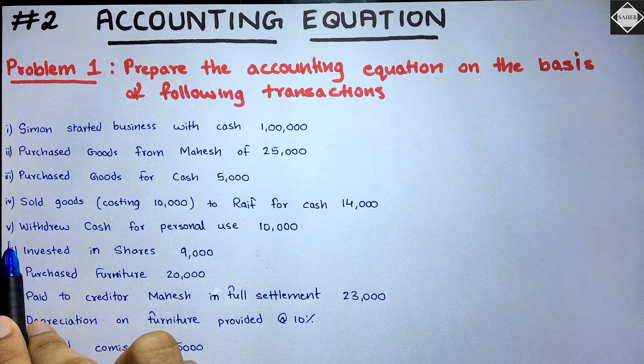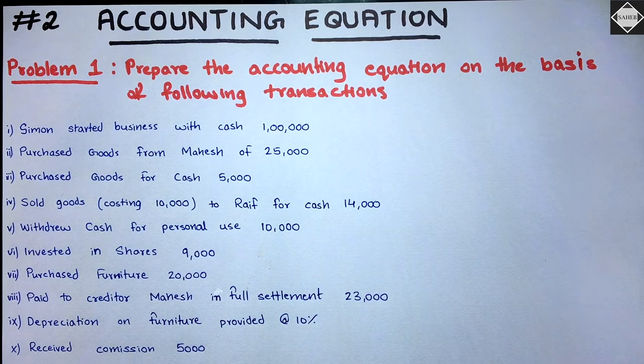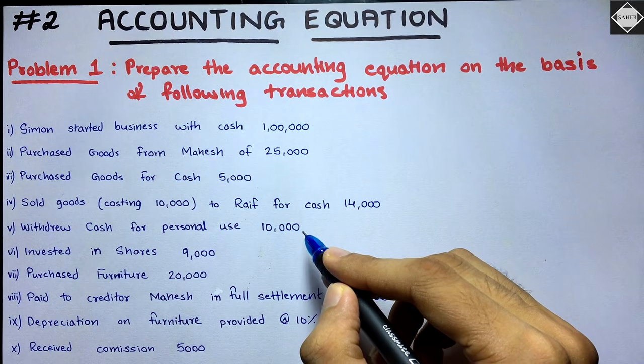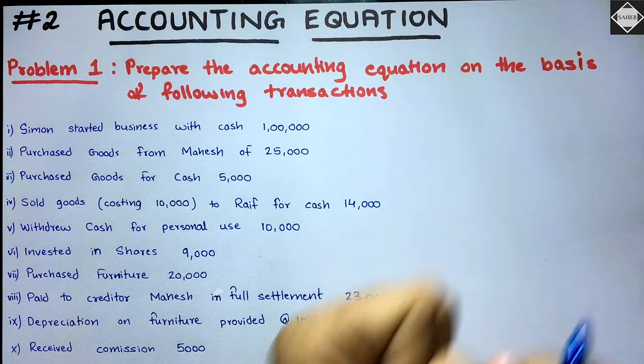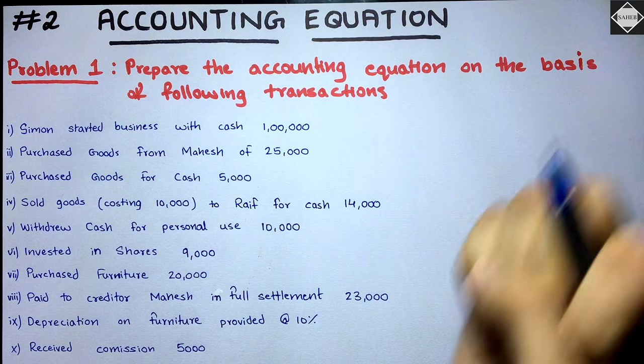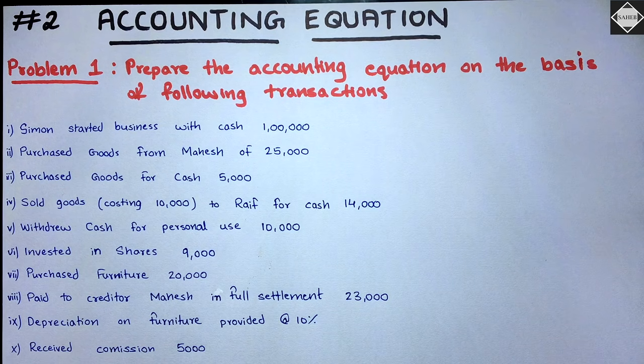Fine, let's move on to the next transaction. Withdrew cash for personal use 10,000. What's happening? Withdrew cash for personal use 10,000. That means the owner has come into the business, to the shop or whatever it is, the place of business, and took out 10,000 from the drawer. Took out 10,000 for his personal use, not for the business use. That means the owner is taking the money home.